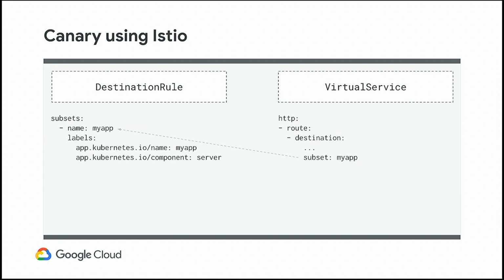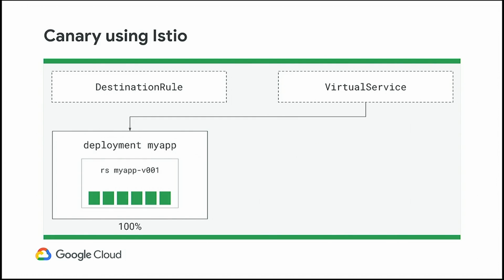So in practice, a subset of the YAML looks a bit like this. Over on the destination rule, you have a subset called myapp, same label selector we used. And then over on the virtual service side, you have a route that says, take all the HTTP traffic and send it over to subset myapp. And so the picture looks quite similar to what we had just now with Kubernetes. You've got your destination rules up there. You've got your virtual service. It has a subset. It's sending all the traffic over here.